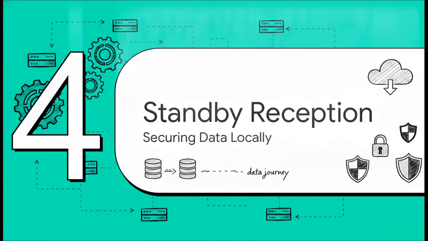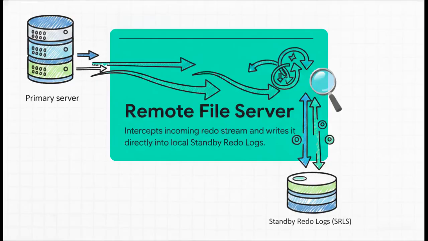Section 4. Standby database reception. Let's follow that data across the network. Once the data reaches the standby side, reception is handled by the remote file server, or RFS. As the definition points out, this standby background process essentially intercepts the incoming redo stream sent over from the primary's transmission processes. The moment it gets hold of that stream, the RFS writes it directly into the local standby redo logs, the SRLs. It's a very straightforward, targeted mechanic. The RFS just captures the stream and secures it locally on disk, so your standby database has exactly what it needs to stay in sync.